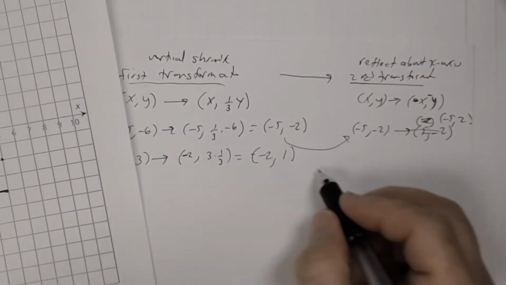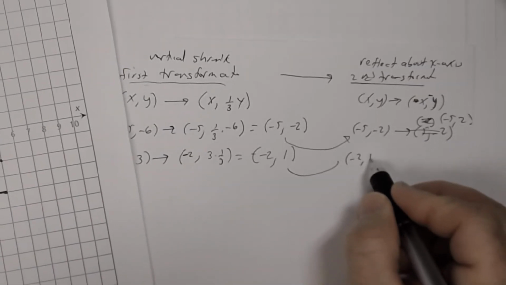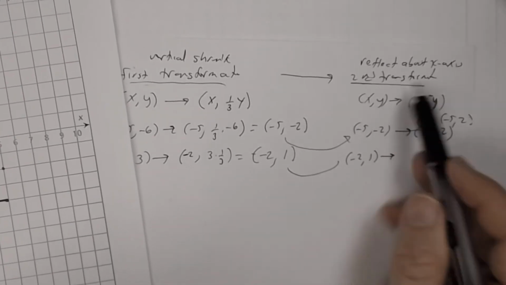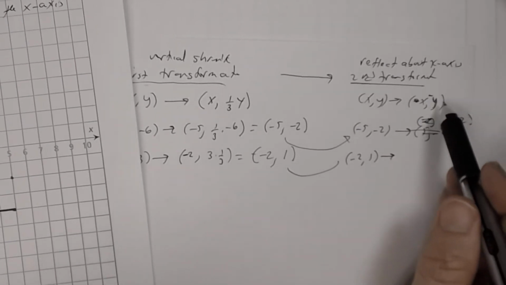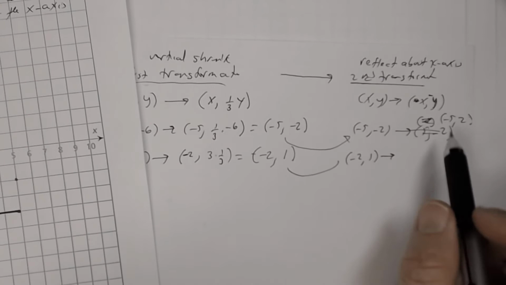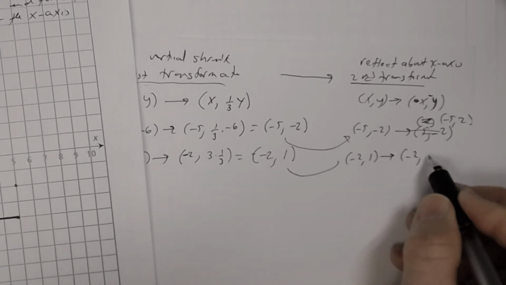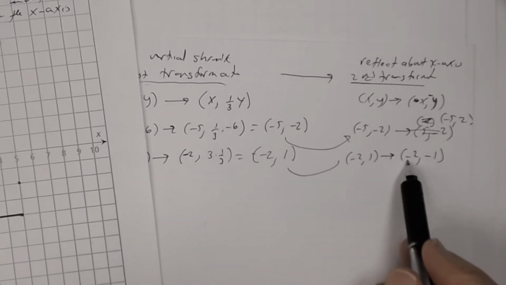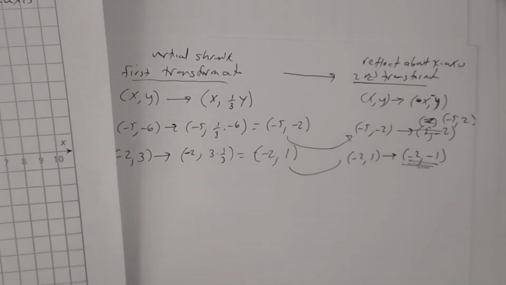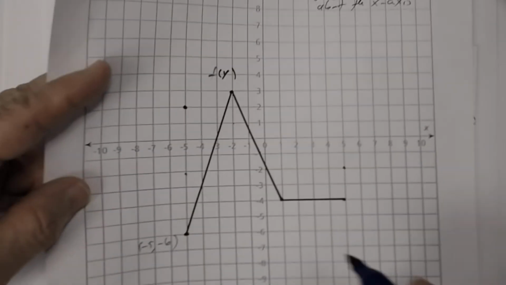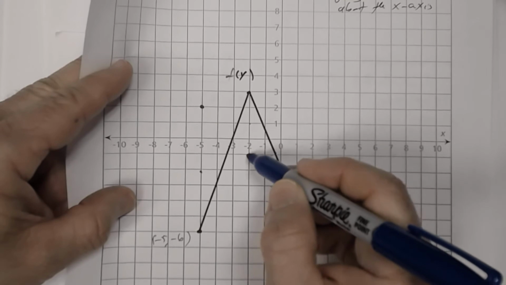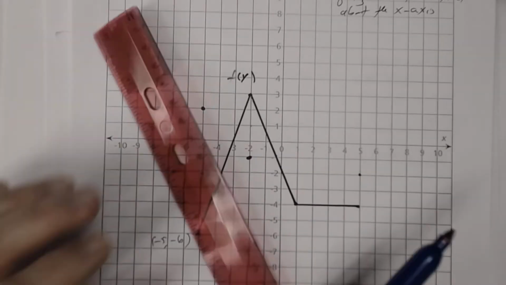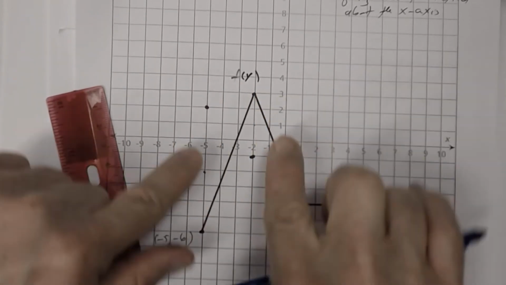Okay, so what that means is this. The point negative 2, 1, when I reflect across the x-axis, the y-coordinate becomes the opposite. The x stays the same, the y-coordinate changes. So what I have to do now is plot this point. The point negative 2, negative 1 is here. All right, so now I'm going to connect those. So this segment right here becomes this segment.